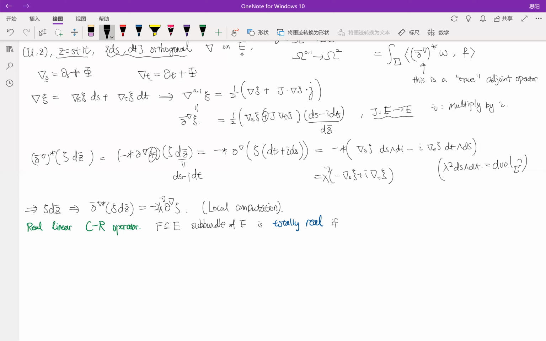If we have F, the conjugate of F is equal to F. The conjugation is obtained from J. So we have a bundle pair (E, F), with F a vector bundle on the boundary, and F is totally real.